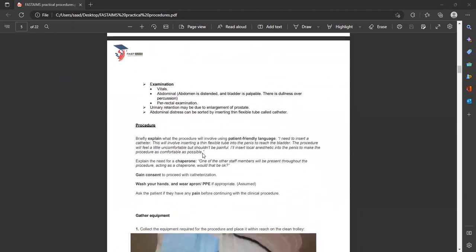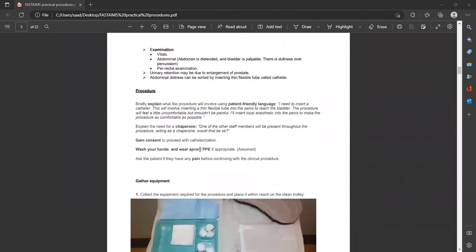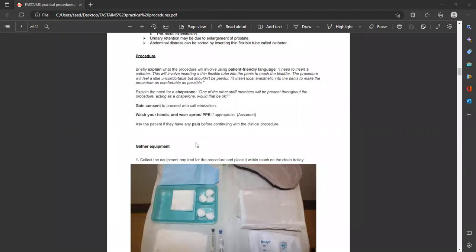Now you proceed for the procedure. Briefly explain what you are going to do in friendly language. I need to insert a catheter. This will involve inserting a thin flexible tube into the penis to reach the bladder. The procedure will feel a little uncomfortable, but shouldn't be painful. I will insert local anesthetic into the penis to make the procedure as comfortable as possible.